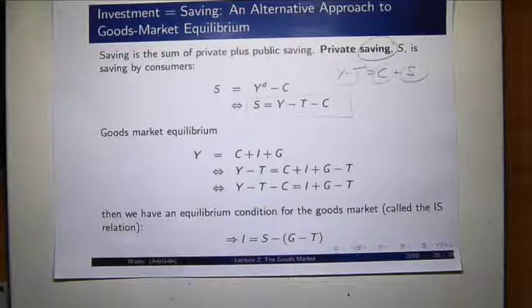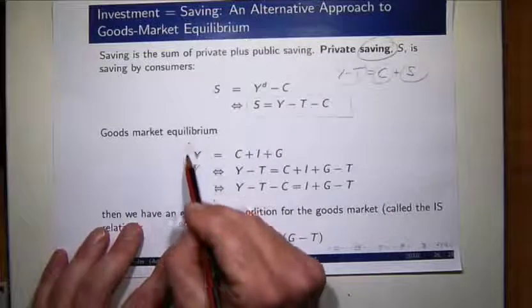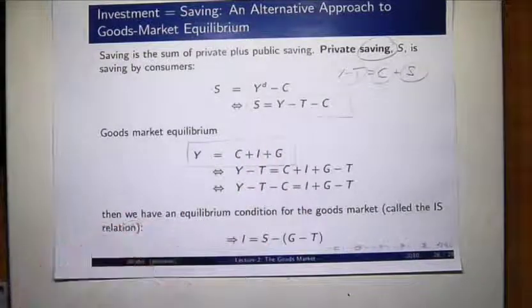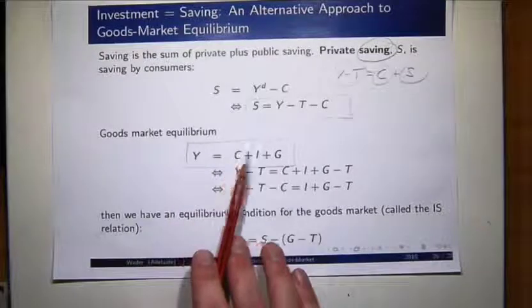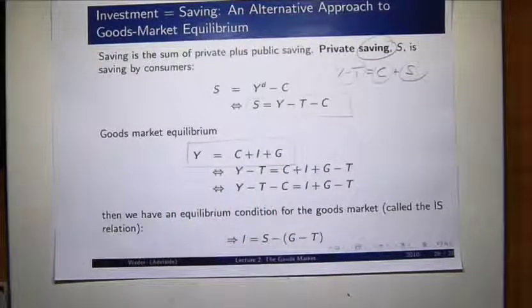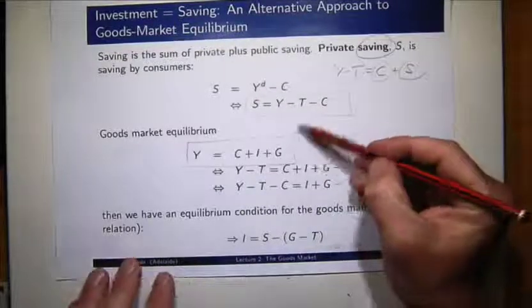Let's look at the goods market equilibrium, where again all the goods that are produced in the economy are either consumed, become investment goods, or bought by the government. Nothing else can be done. So they're either bought by consumers, firms if they're investment goods, or the government if they are valuable to the government. So I have these two equations.